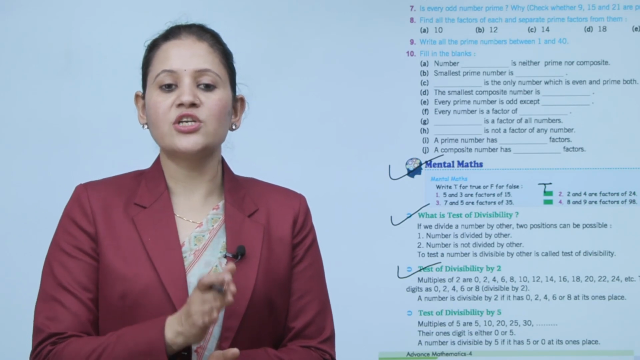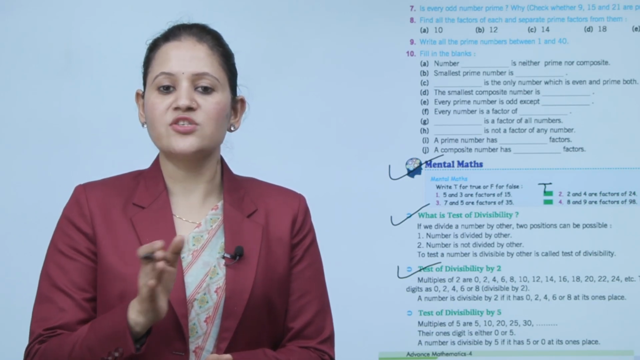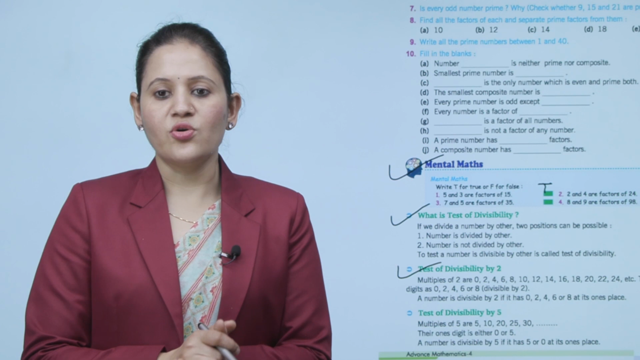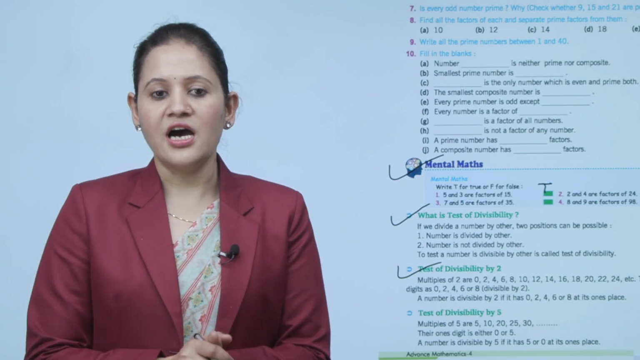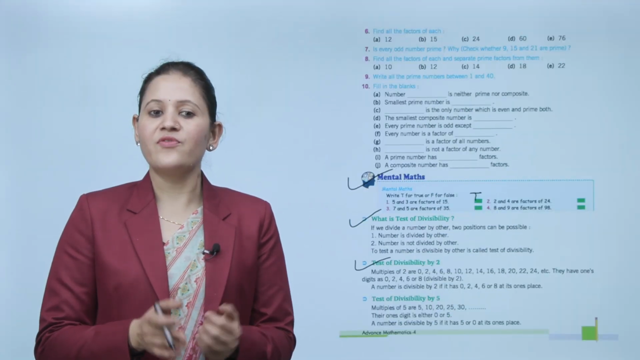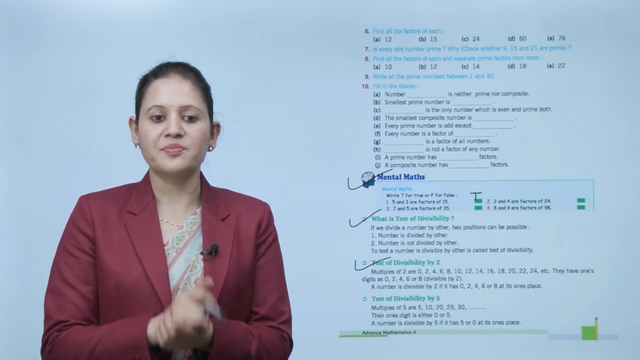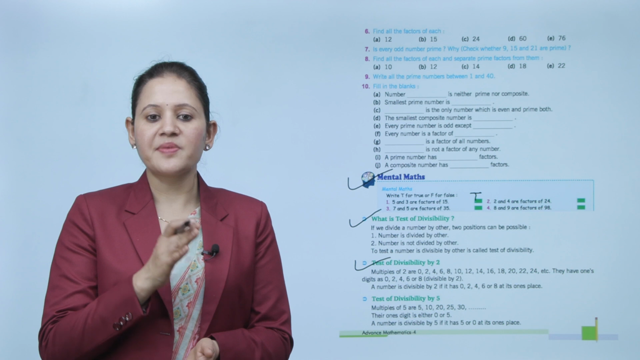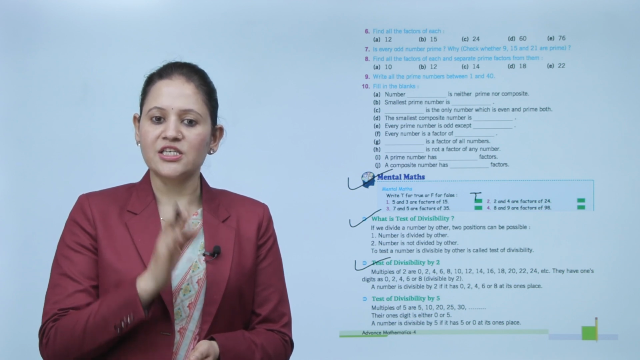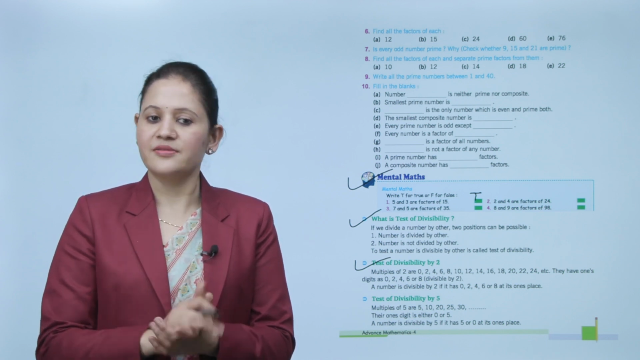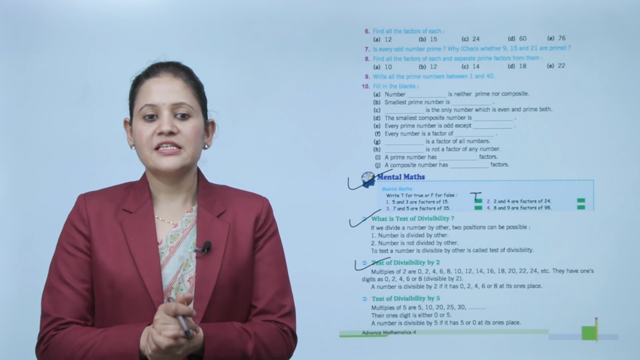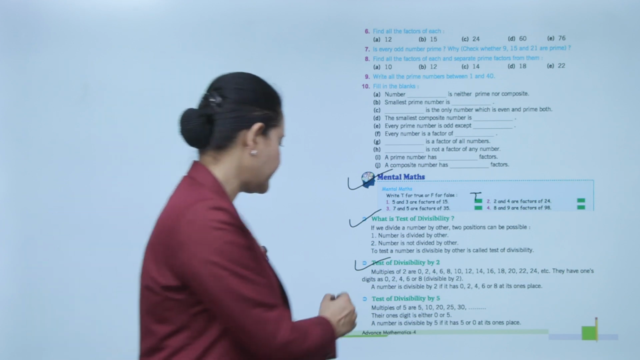Multiples of 2 are 0, 2, 4, 6, 8, 10, 12, 14 and so on. All these are divisible by 2. They have ones digit as 0, 2, 4, 6 and 8. So all these numbers are divisible by 2. So a number is divisible by 2 if its ones digit is 0, 2, 4, 6 or 8. Clear?